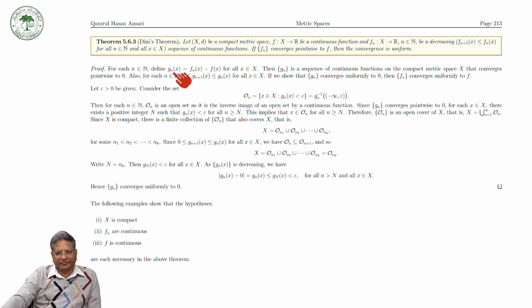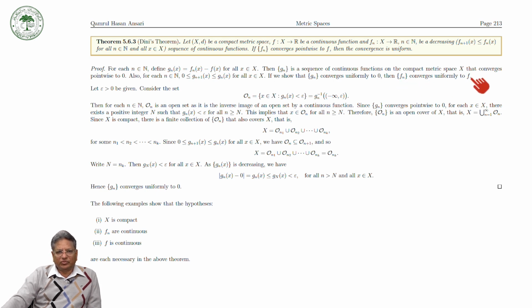So it means that Gn, which we have defined as Fn minus F, is a sequence of continuous functions defined on a compact set X that converges pointwise to 0. And also for each natural number n, Gn+1(x) is less than or equal to Gn(x), and it is greater than or equal to 0, for all x.